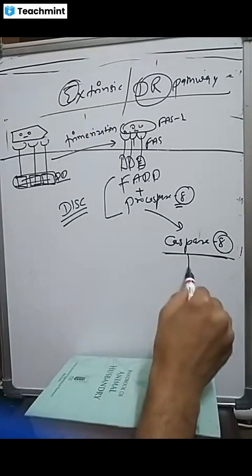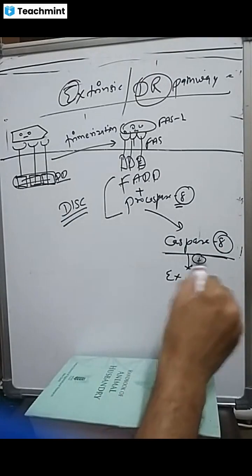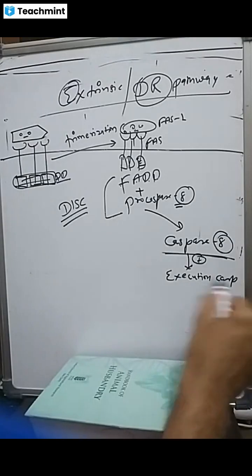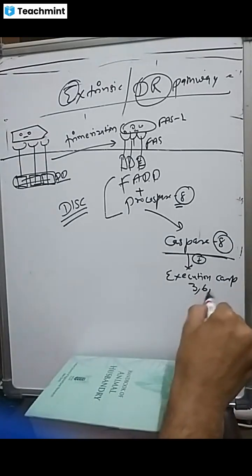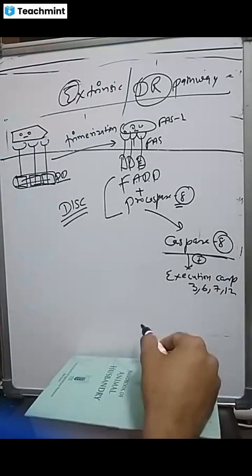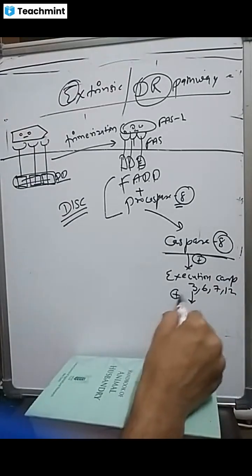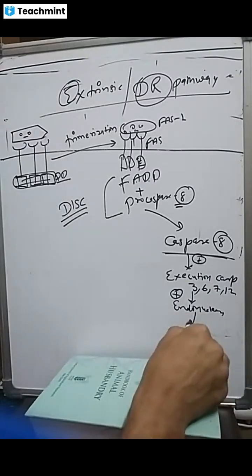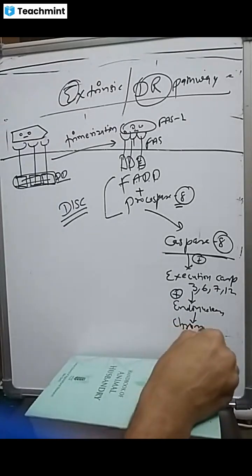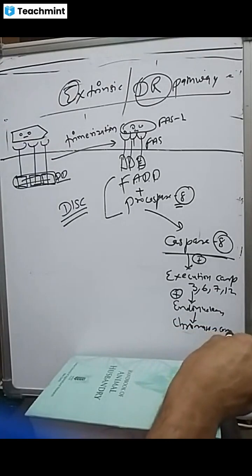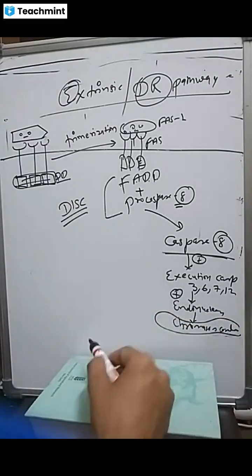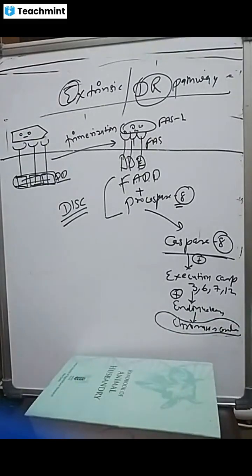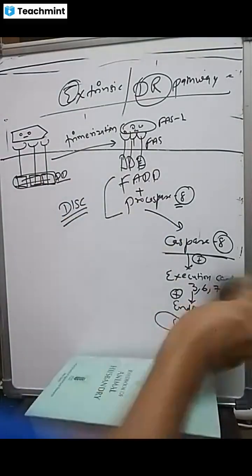And caspase 8 will activate execution or effector caspases, which are nothing but 3, 6, 7, 12. And again, they will cause activation of endonuclease enzyme. And again, endonuclease will help in chromatin condensation. That is the characteristic feature of your apoptosis. So this is one part.